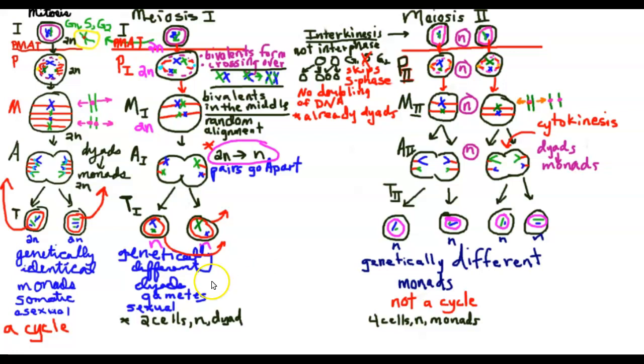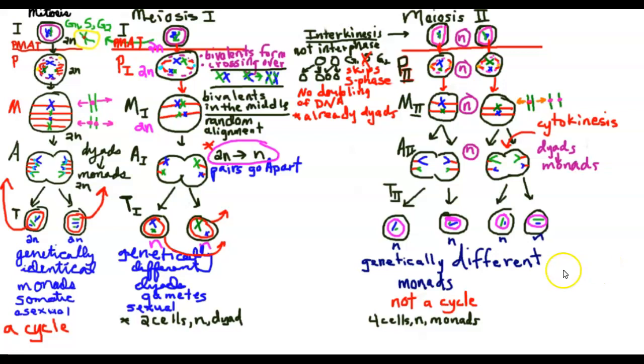Let's compare it with telophase of mitosis. Notice monads, and they are diploids. And these are going to be genetically identical. Over here, telophase 1, they are dyads, genetically different from each other, and they're haploids. Telophase 2, they are haploids, but they are monads. Meiosis is not a cycle, so it's done right there. So this is a good picture to study.